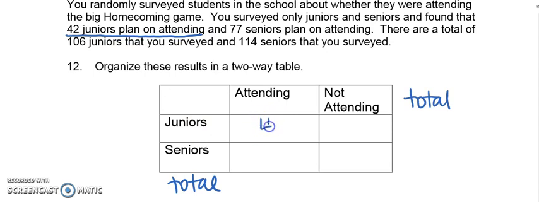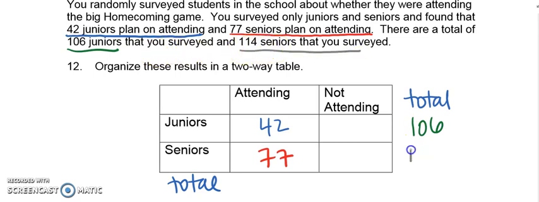So juniors attending is 42. 77 seniors plan on attending. So 77 attending right there. And then it says there are a total of 106 juniors. So a total of 106 juniors. And then it says 114 seniors were surveyed, so 114 goes there. So how do we find out the people not attending?